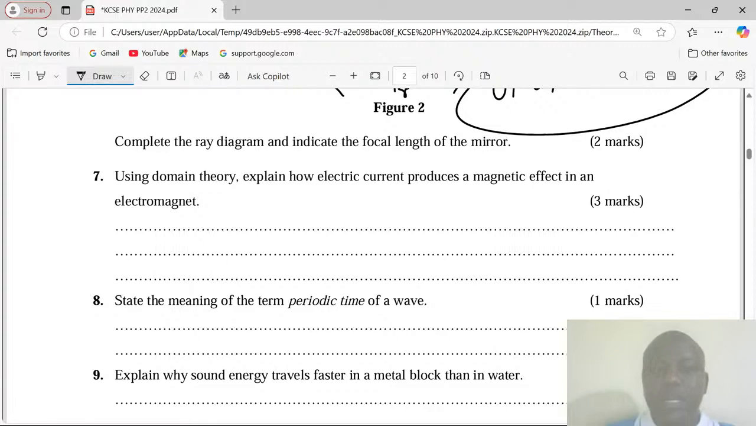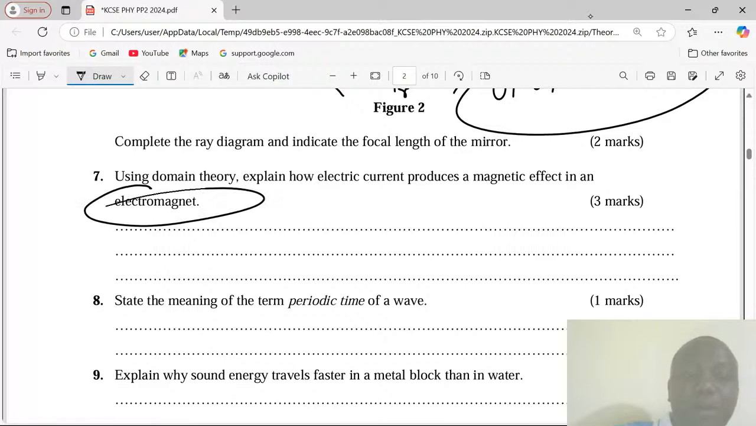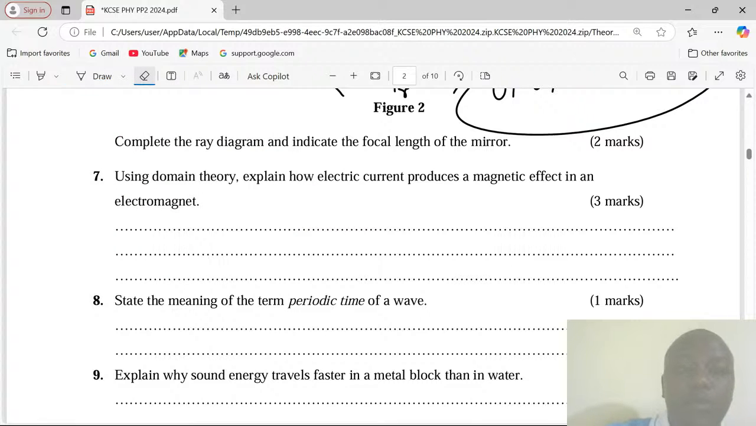Therefore, we can say that the passing of the current produces a magnetic effect which aligns the domains in the conductor, and hence it becomes magnetized, and such a magnet which is produced by an electric current will be called an electromagnet. We call it an electromagnet.